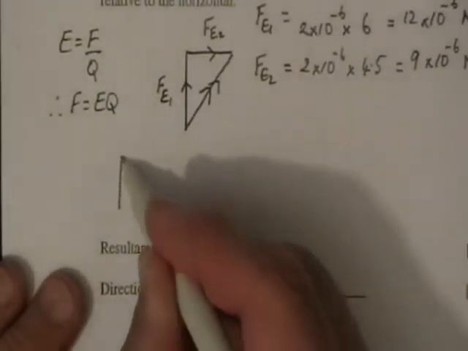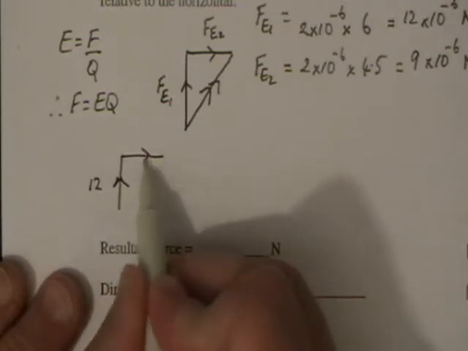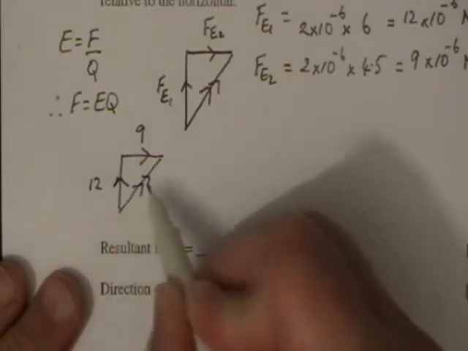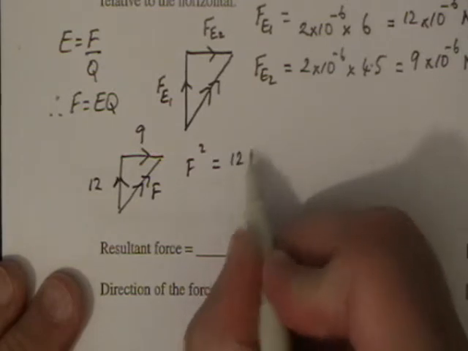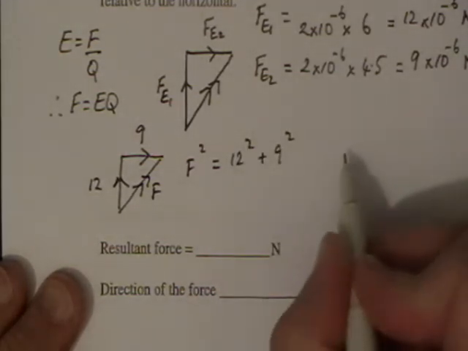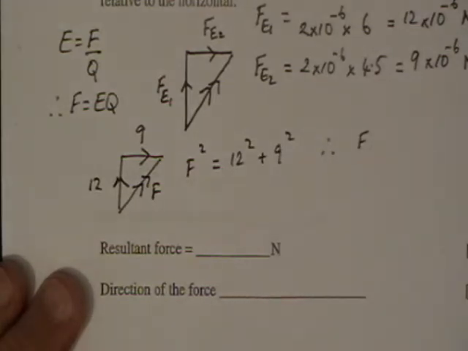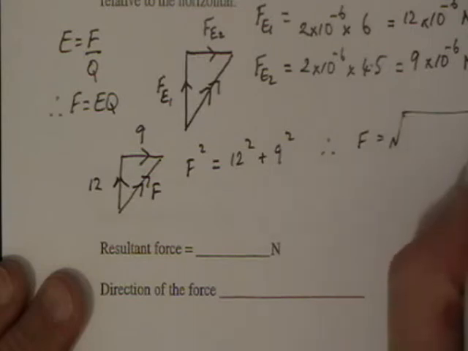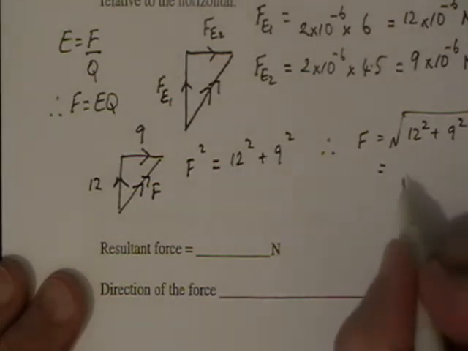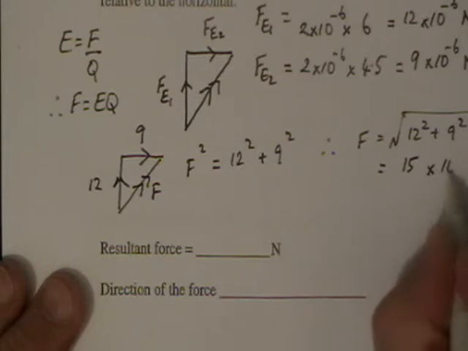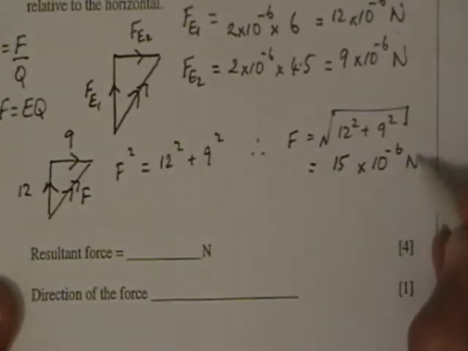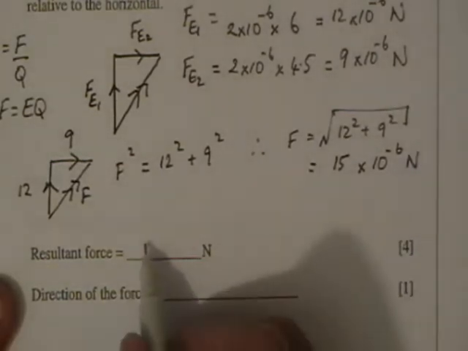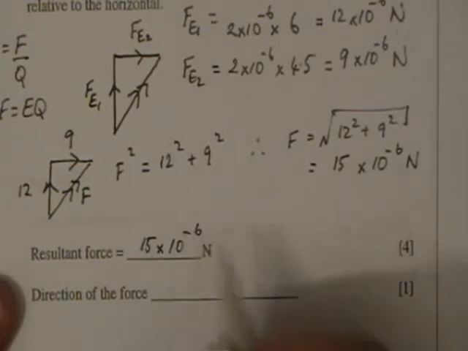And so we now have a situation where we have 12 acting there and we have 9 acting there, and we're trying to find the resultant. So we're going to say F squared is equal to 12 squared plus 9 squared, therefore F is going to be equal to the square root of that, and that turns out to be 15. Remember it was times 10 to the minus 6, I've just dropped the 10 to the minus 6 for that calculation, so 15 times 10 to the minus 6 newtons. So the resultant force is equal to 15 times 10 to the minus 6 newtons.